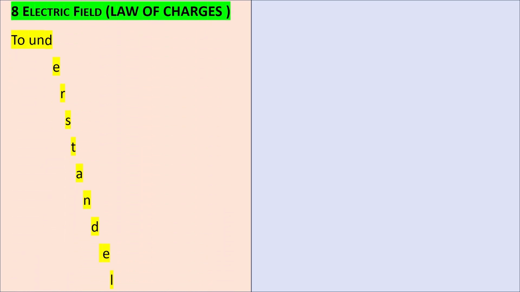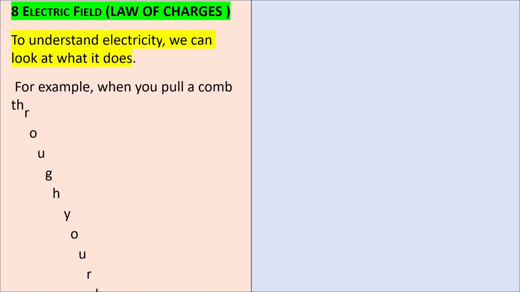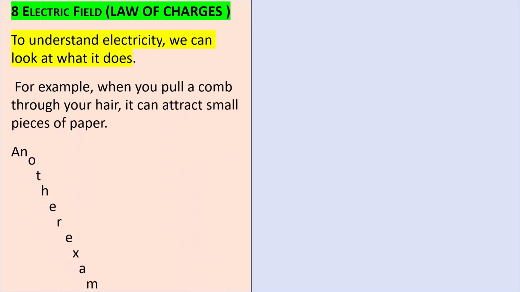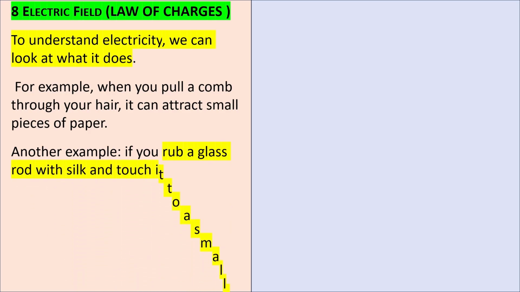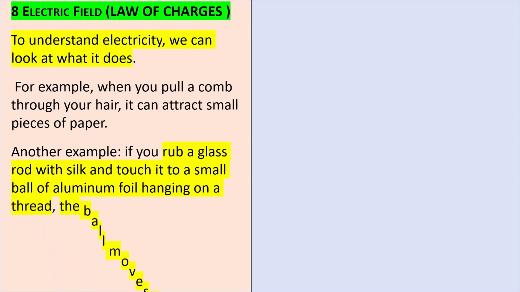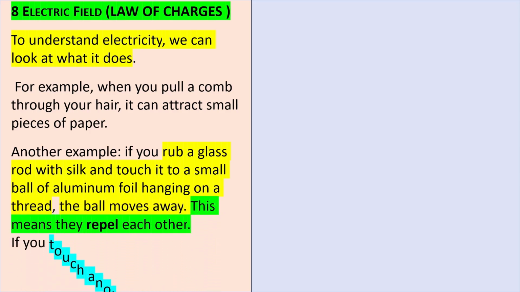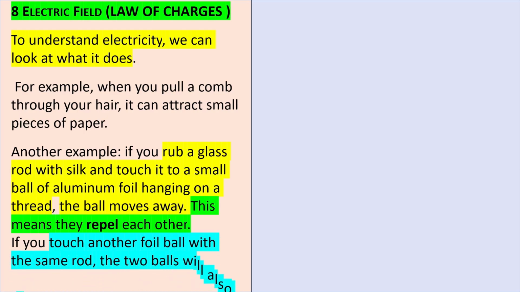Electric field, law of charges. To understand electricity, we can look at what it does. For example, when you pull a comb through your hair, it can attract small pieces of paper. Another example: if you rub a glass rod with silk and touch it to a small ball of aluminium foil hanging on a thread, the ball moves away. This means that they repel each other. If you touch another foil ball with the same rod, the two balls will also repel each other.